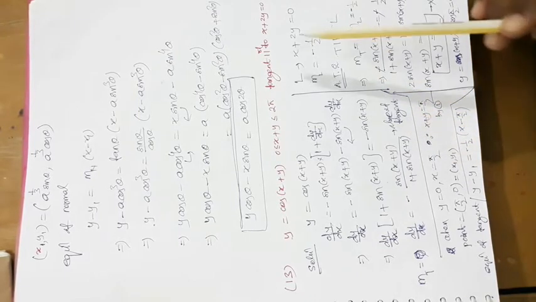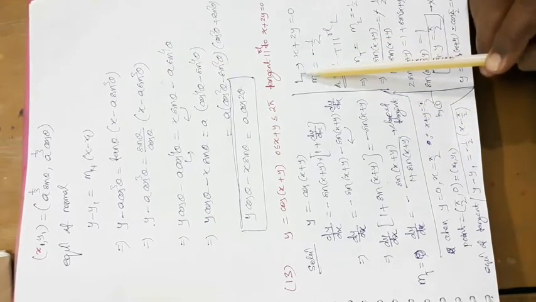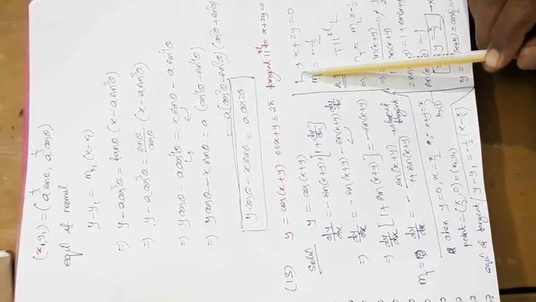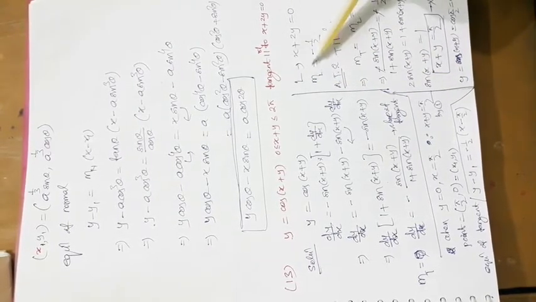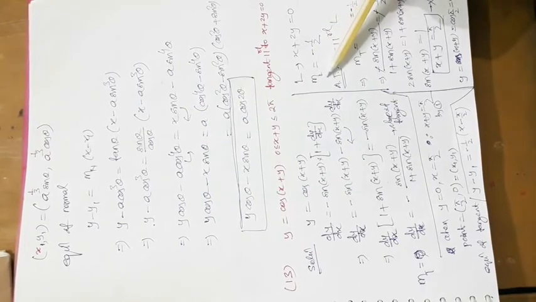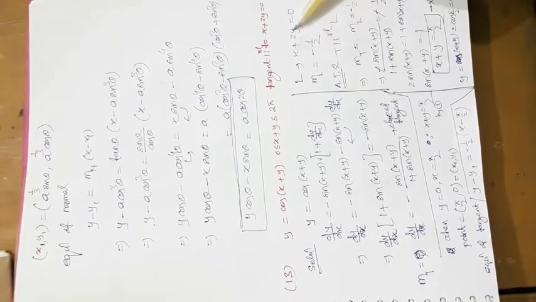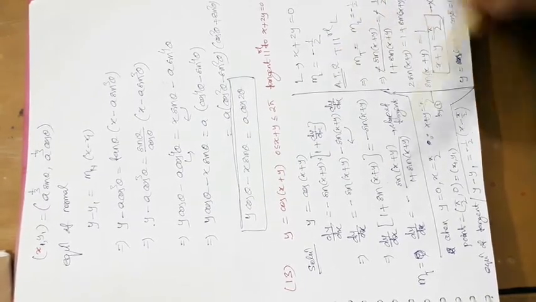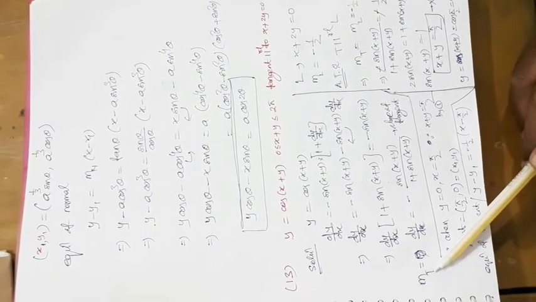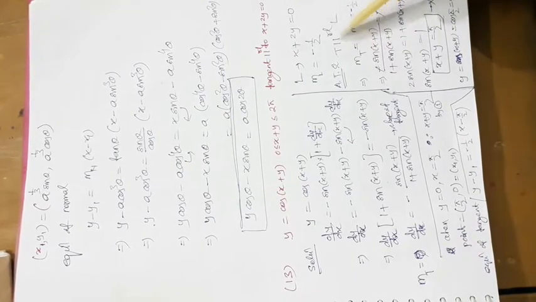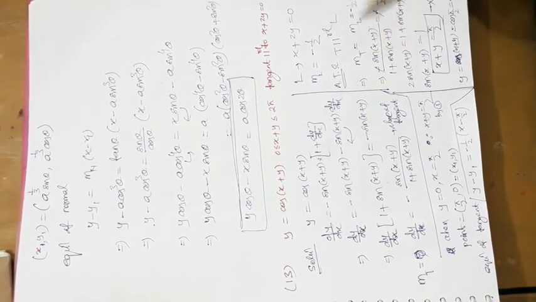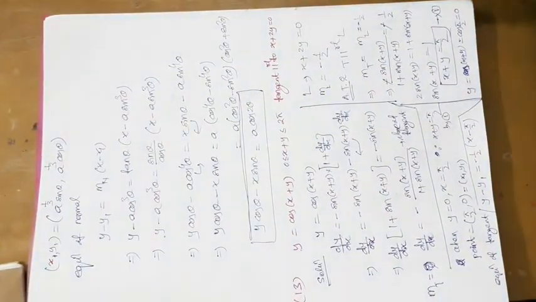Now, suppose L is the line whose equation is what? x plus 2y is equal to 0. And the slope of this line is minus a by b, that is minus 1 by 2. According to the question, this tangent is parallel to the line, so the slope of the tangent is equal to the slope of the line, which is minus half. Now minus sin(x plus y) by (1 plus sin(x plus y)) is equal to minus half.